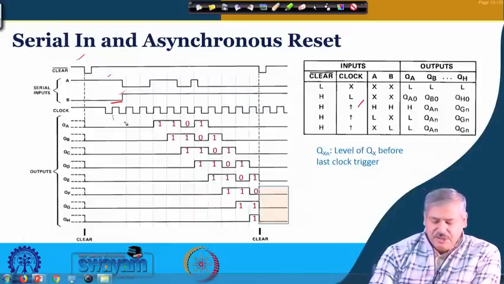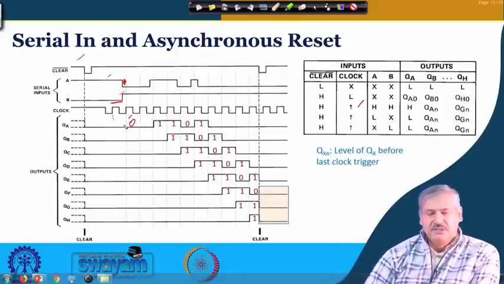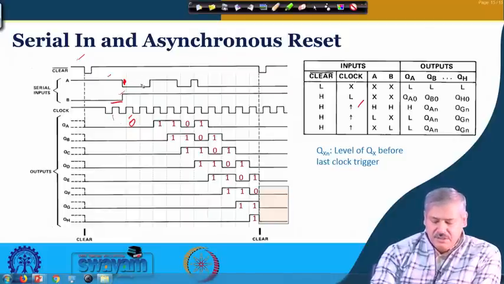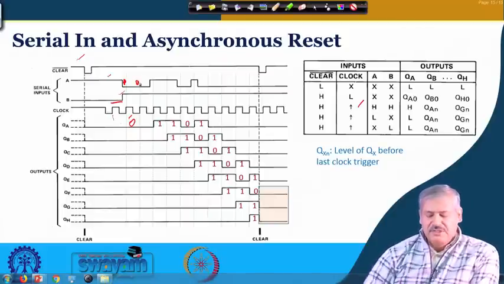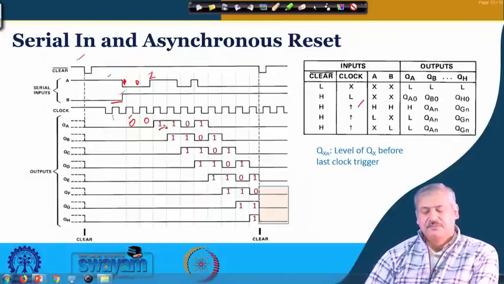So, we can see this is one positive edge, right, and after the clock has gone, control input B has become high, and at that edge the value over here is 0 for A, okay. So QA will get 0, that is what it has got. Next clock trigger: before this clock trigger, again A is 0, so QA will get 0. And before this clock trigger, you see the value is 1, so after that clock trigger, QA has become 1.